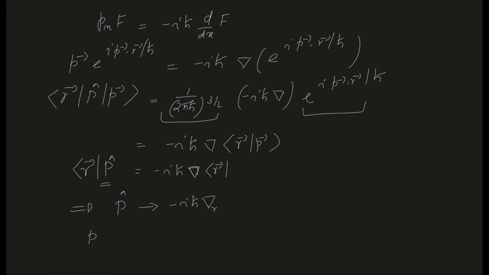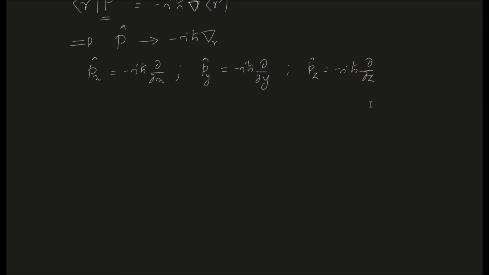So in component-wise form, the operator p x can be written as minus i h cross dou by dou x, and the component of the operator p y can be written as minus i h cross dou by dou y, and p z can be written as minus i h cross dou by dou z.